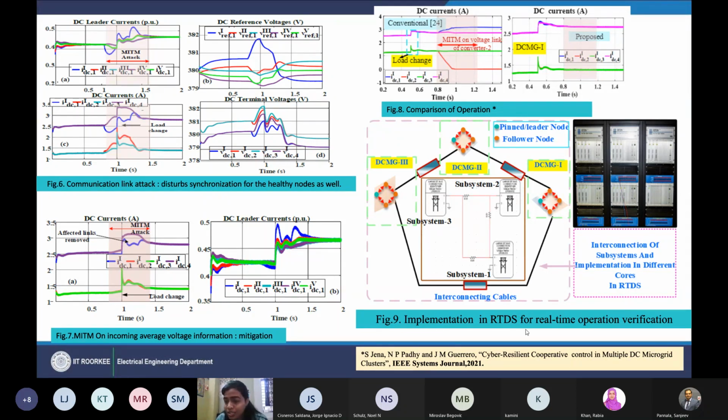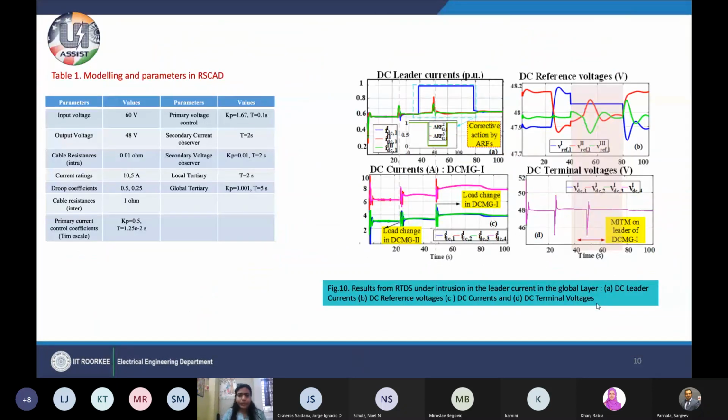We have chosen RSCAD or RTDS for that. What we have done is we have taken 3 subsystems in 3 different racks in order to imitate an actual microgrid community. They would be separate from each other geographically. And so these 3 microgrid clusters have been taken up in 3 racks, and then they are connected via an IRC, inter-rack communication switch. And we can move on.